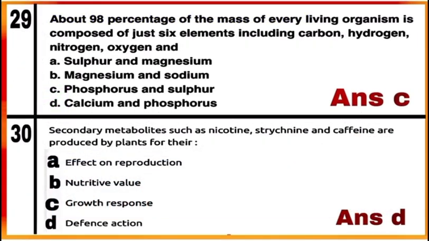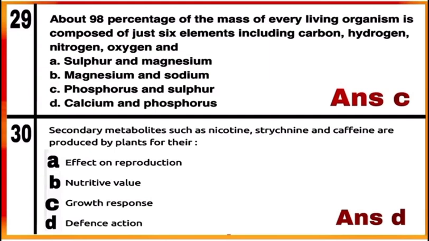Question 29. About 98% of the mass of every living organism is composed of just 6 elements including carbon, hydrogen, nitrogen, oxygen and phosphorus and sulfur. So here mark C as a correct answer.